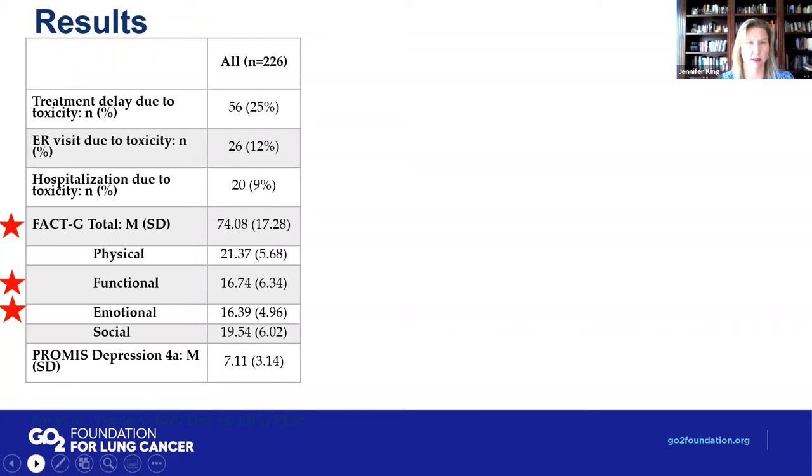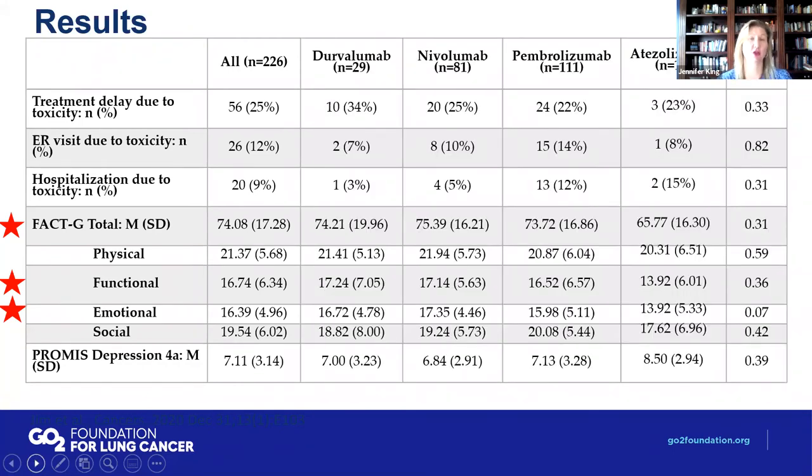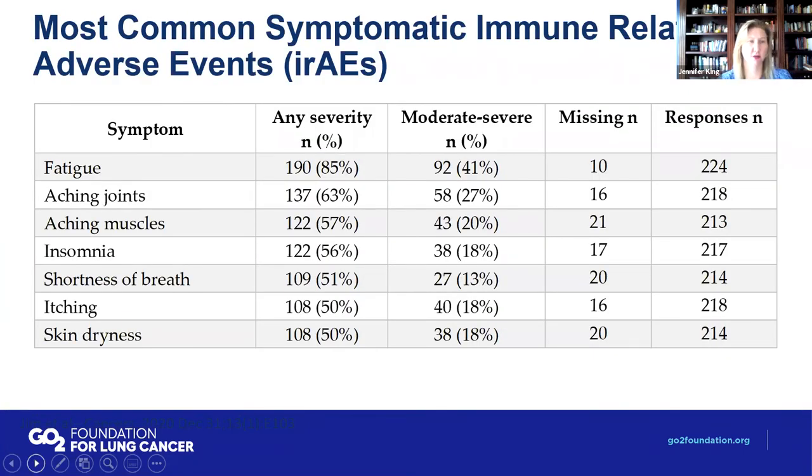Next slide. And importantly, these results were really across all 4 drugs. So it was specific to the class of therapies, not any one drug in particular, which really helps with patient decision-making around therapies. Next slide. So we saw that these were the most common symptomatic immune-related adverse events that were reported, the problems that patients reported most frequently. And what's really notable here is that some of these top ones, such as fatigue and aching joints and muscles, are reported at a much higher rate in the moderate to severe category than they were in the clinical trials where these drugs got approved.